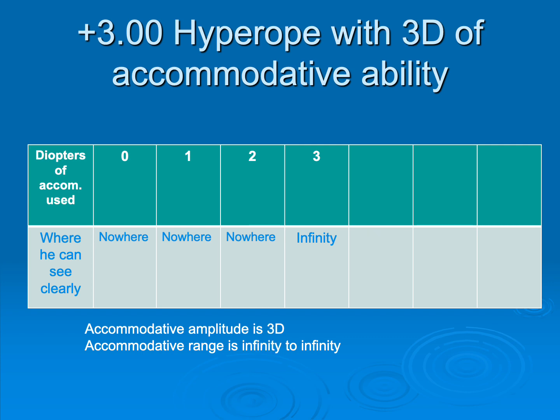Now, what if we have a 3 diopter hyperope with only 3 diopters of accommodative ability? As you can see here, they have to use everything they've got to see off at infinity, and that's the only place they can see. So their range is technically infinity to infinity because that's, again, the only place they could see.